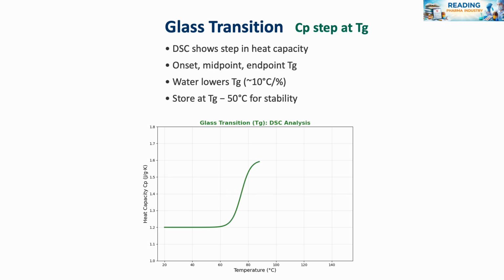Another shape often seen in DSC is the glass transition, which shows a step change in heat capacity, basically when a material is heated and it transforms from glass to rubber, and that is the glass transition temperature. We report three values, as you can see in the curve: onset, midpoint, and endpoint Tg values. The midpoint is the most common.